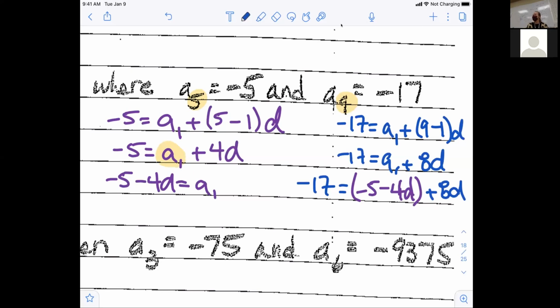Now I put parentheses there just to keep it organized, but I can get rid of them. I don't need them. And then I'm going to just combine things and solve for d. So -4d plus 8d is 4d, and then if I add 5 to both sides, I get -12. And if -12 equals 4d, then that means d just equals -3.